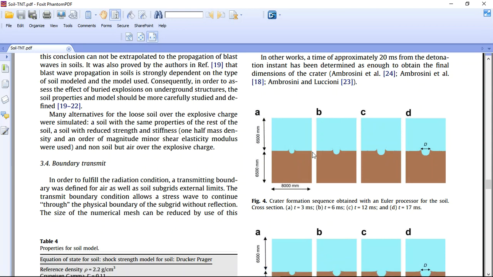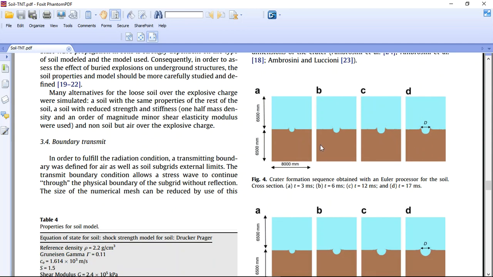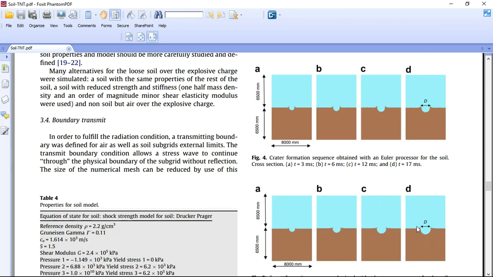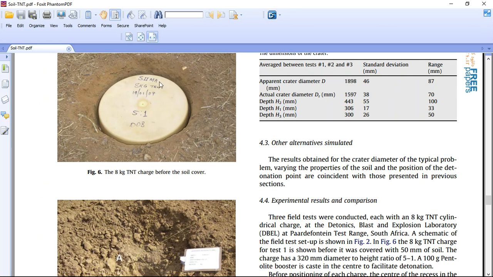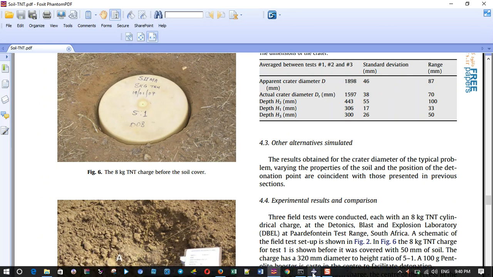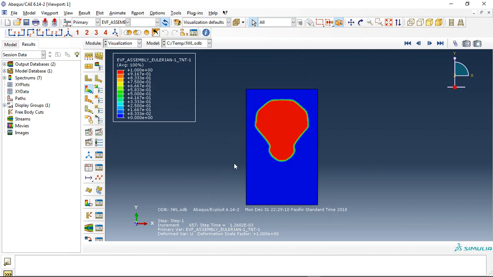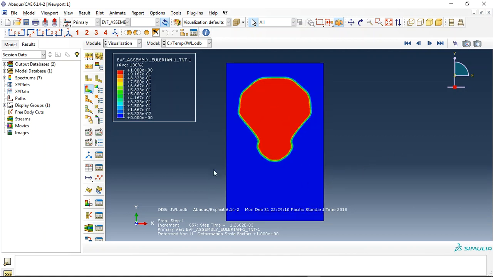Today I did a model of the Eulerian explosion in a depth of the soil in interaction with air. You can see here this is a paper investigating this phenomenon. You can see the crater, and this is experimental work. So this is Abaqus, in which I did the model.